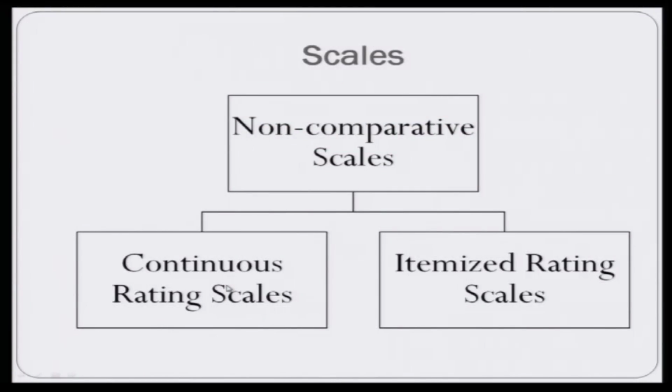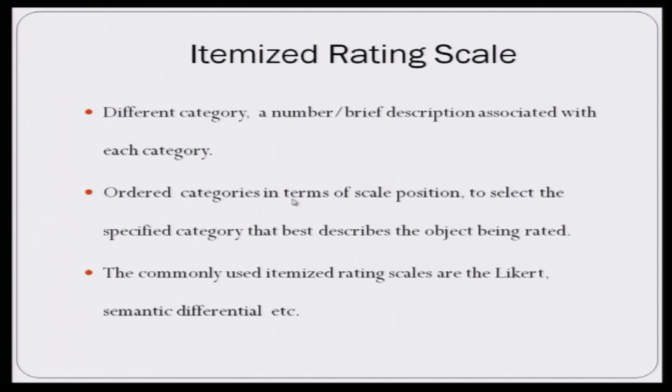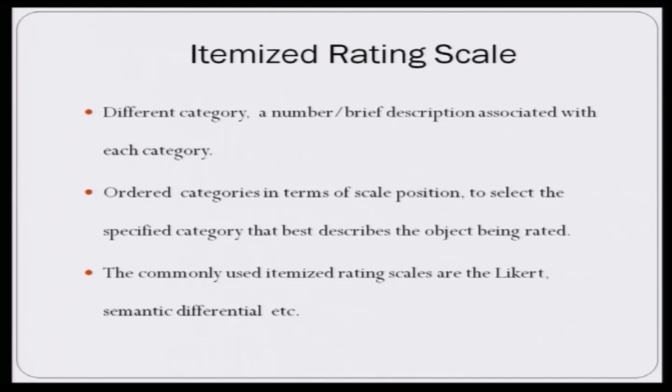So till now we have discussed this much, and we talked about the types of scale that exist in marketing research: comparative and non-comparative. Mostly we talk about non-comparative scales. In the comparative scale you measure one object with respect to another. In the non-comparative scales you measure the objects individually. There basically you have the continuous rating scale and the itemized rating scale. In the itemized rating scale, since this is an interval type of scale, you have categories with a certain number and brief description associated with each category, ordered categories in terms of scale position, to select the specified category that best describes the object being rated.